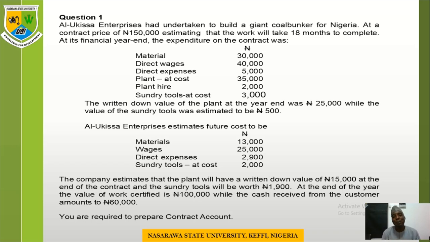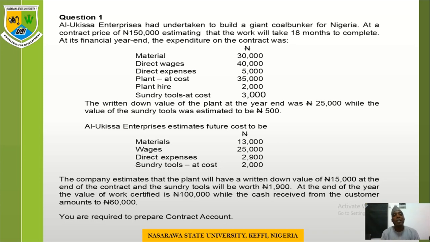So the approach to these questions, you first ask yourself, what kind of contract is this? By this, you agree with me that this contract is a fixed contract type. And therefore, given 18 months to complete, meaning you shall be paid after work has been completed. So the appropriate accounting method that will suit this case at hand will be the completed contract method.